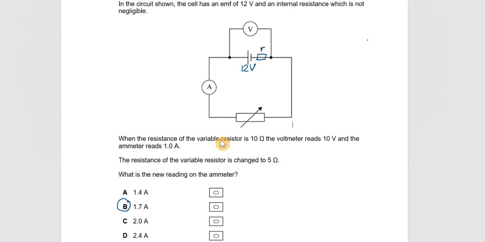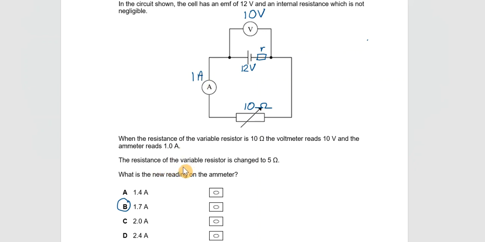When the resistance of the variable resistor is 10 ohms, the voltmeter reads 10 volts. Now that voltmeter is reading what we call the terminal potential difference. The potential difference that is the EMF minus the potential difference that is dropped across the internal resistance. So when the voltmeter reads 10 volts, the ammeter reads 1 amp.